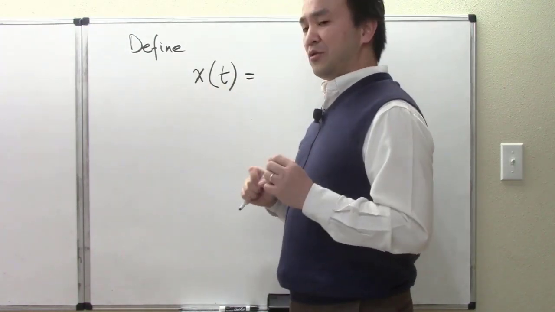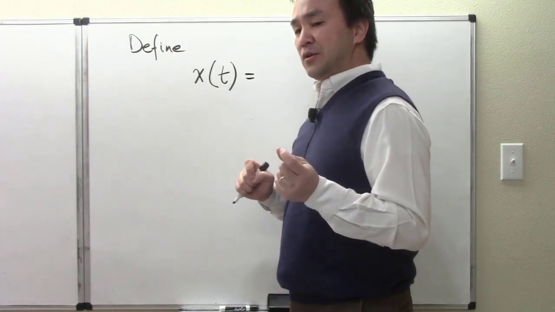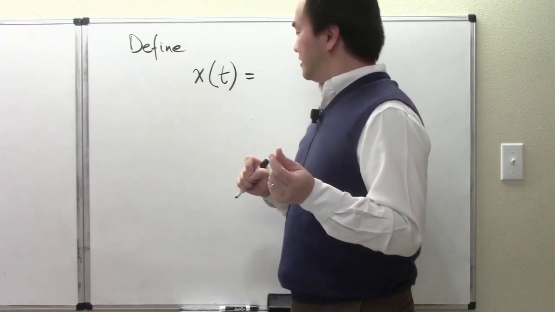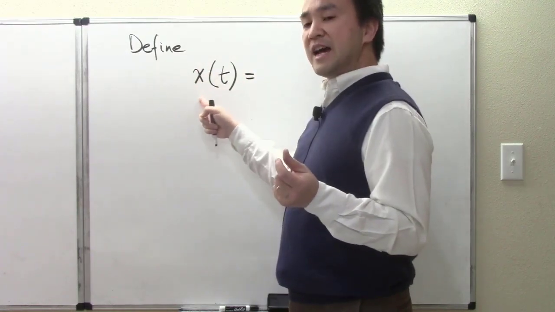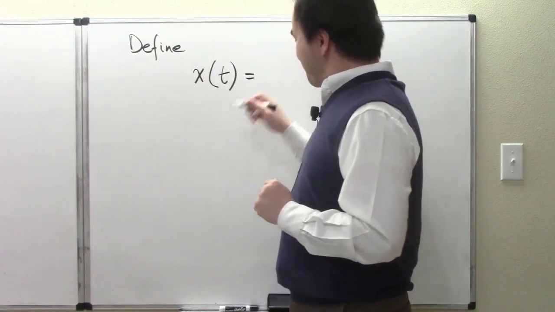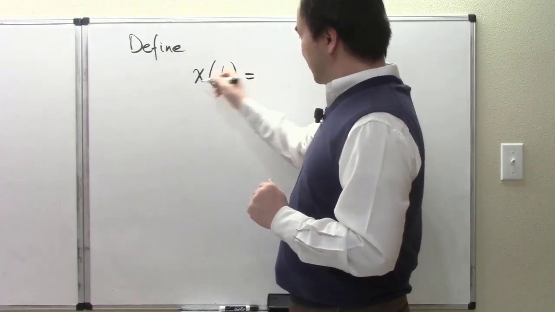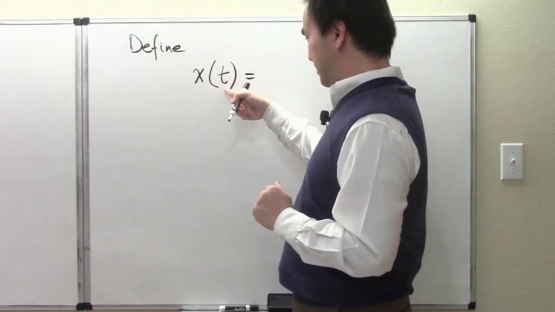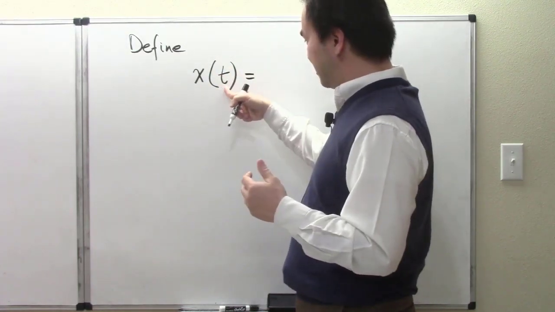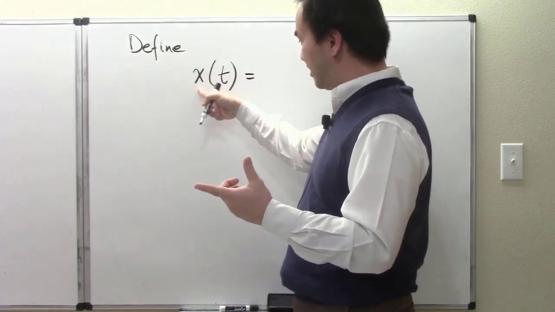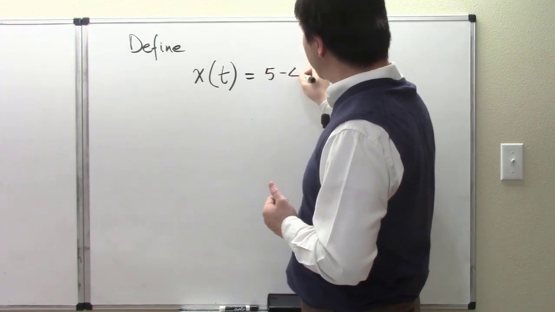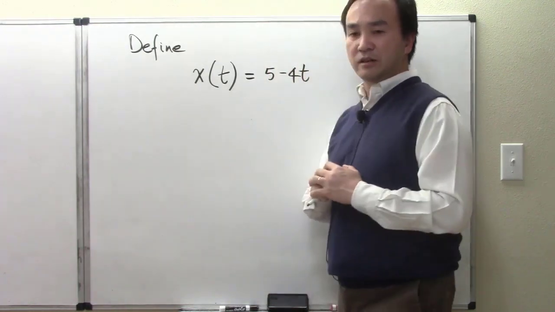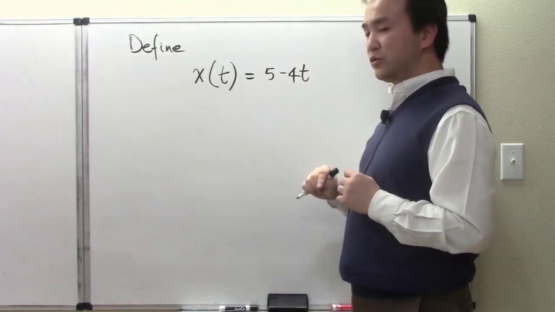If you have a curiosity or a question wondering why I named it x, you will find your answer later. But here, x of t is a function in terms of the t variable. The t variable is our independent variable. And here I'm looking at x of t equals 5 minus 4t. So it's just a linear function as usual.